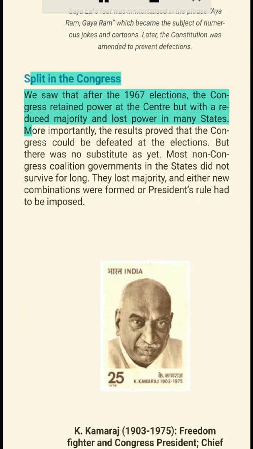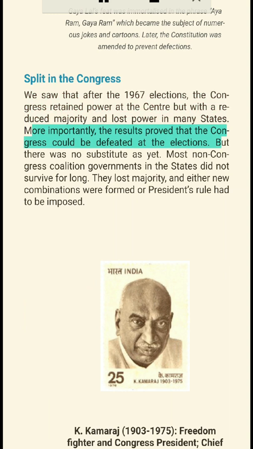Split in the Congress: after the 1967 elections, the Congress retained power at the center but with a reduced majority and lost power in many states. More importantly, the results proved that the Congress could be defeated at the elections. But there was no substitute as yet. Most non-Congress coalition governments in the states did not survive for long. They lost majority, and either new combinations were formed or President's rule had to be imposed.